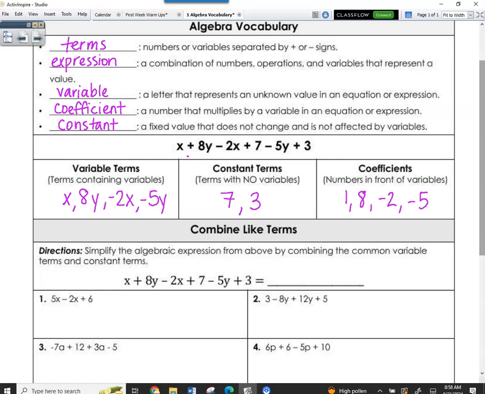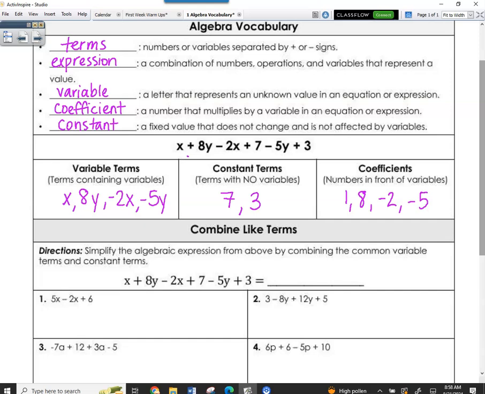Those 4 words: terms, variables, constants, and coefficients. You're going to hear those a lot, okay? So it's really important that you understand what those mean.